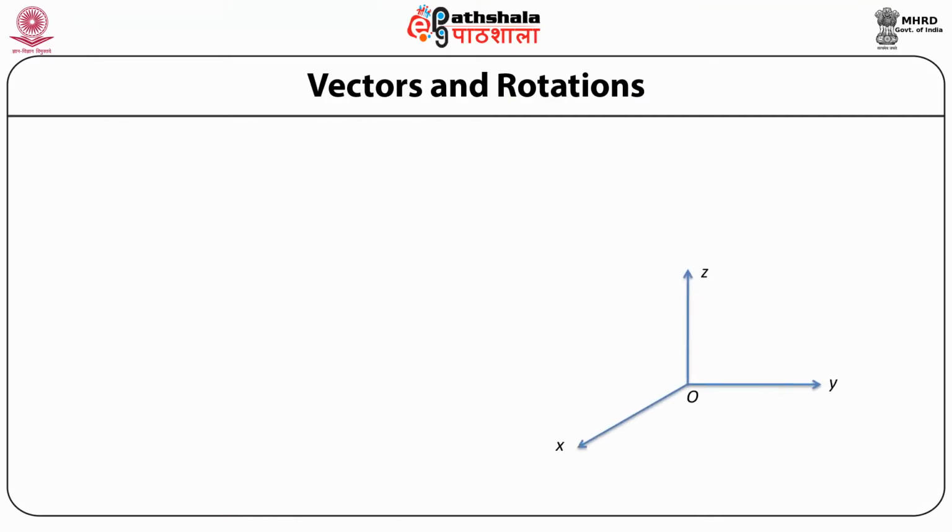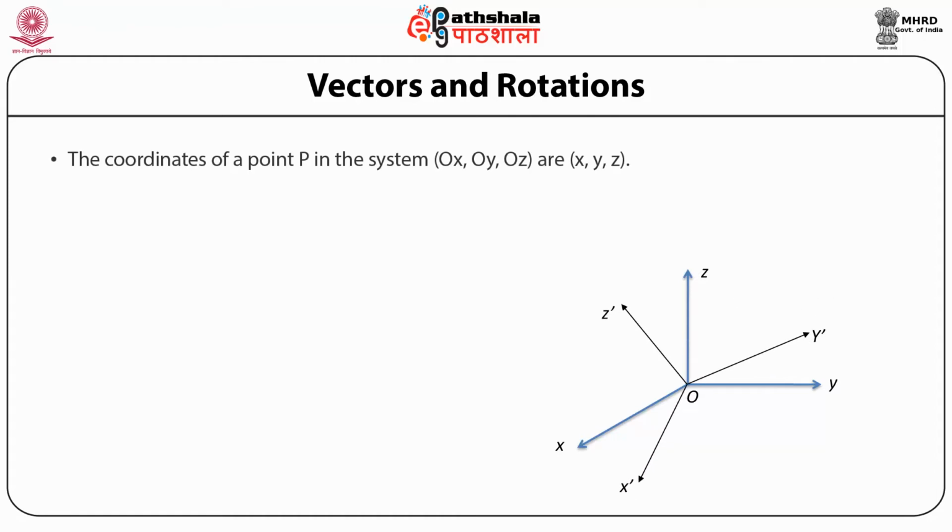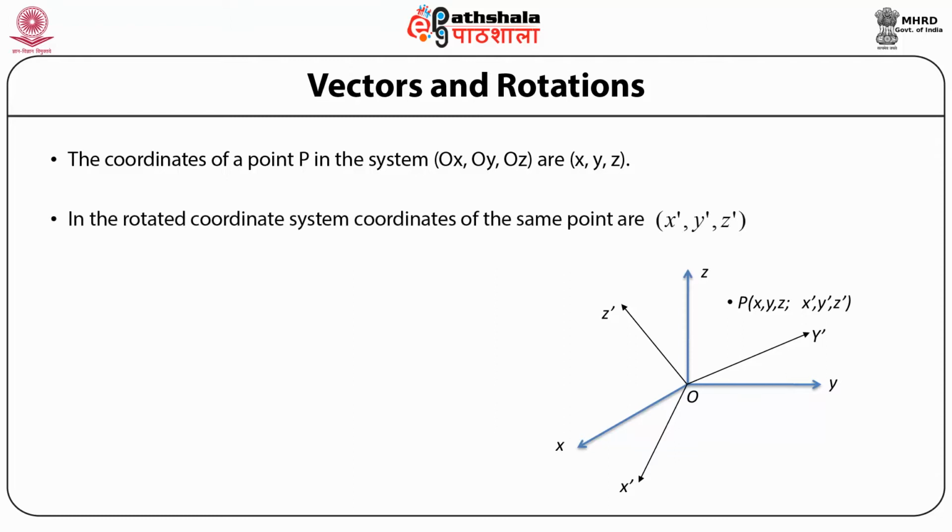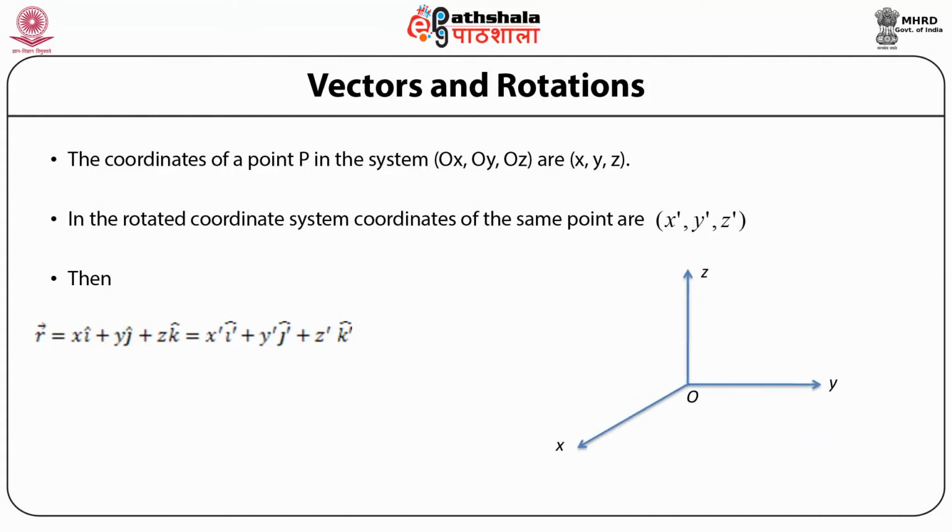Consider a coordinate system OX, OY, OZ. Let the coordinates of a point P in this system be x, y, z. What will be the coordinates of the point in the rotated coordinate system OX dash, OY dash, OZ dash? The origin has remained the same, only the orientation has changed. Let the coordinates of a point P whose position vector is r be x, y, z and x dash, y dash, z dash in the two systems. Then r vector is equal to x i cap plus y j cap plus z k cap, which is equal to x dash i dash cap plus y dash j dash cap plus z dash k dash cap.